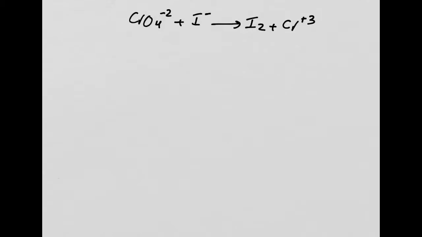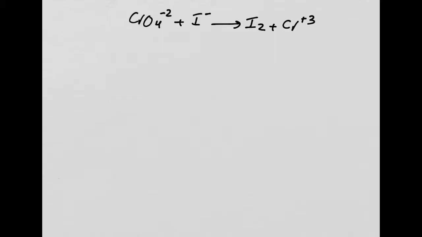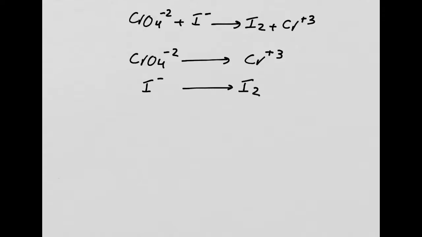Beautiful. Okay. Now, rule number 1. What is rule number 1? Write 2 half reactions, each one involving one element changing oxidation state. So the first thing we're going to do is write down 2 half reactions. What are the 2 half reactions over here? I'm going to write the easier one. It would be CrO4 -2 goes to Cr+3 and I- went to I2. These are my two half reactions.